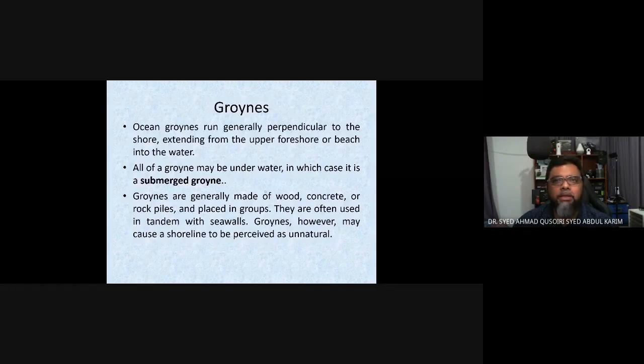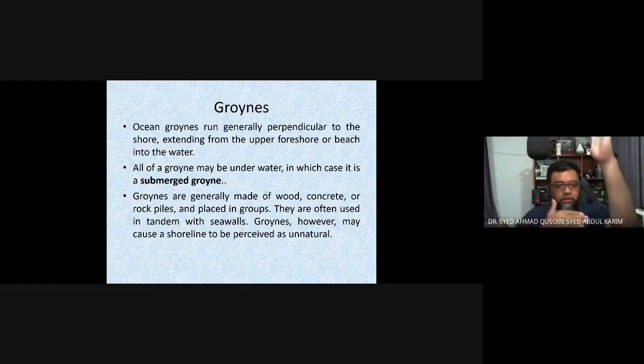Groins are made out of material dia macam-macam. Wood, concrete, rock pile, sandbags, anything. Gabion. So they are used together with seawall. So the seawall is along the coastline. The groins is 90 degrees compared to the coastline. However, it may cause a shoreline to be perceived as unnatural. So rupa dia kurang cantik lah.